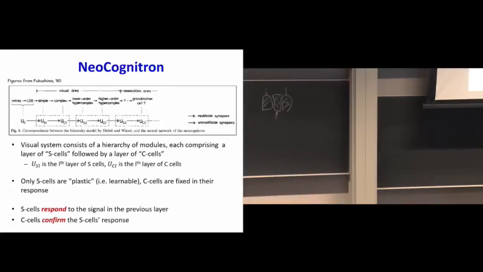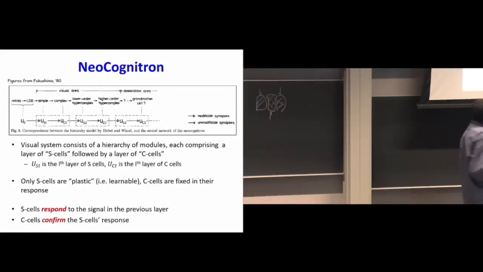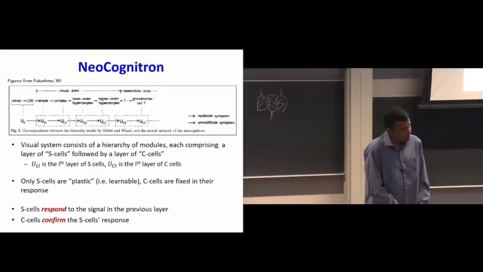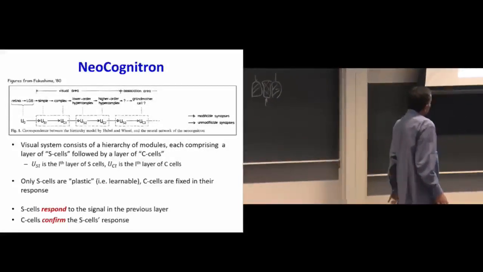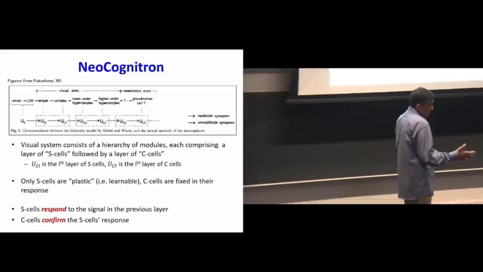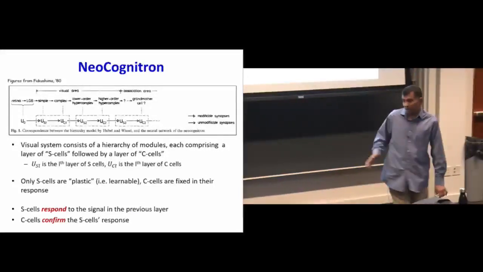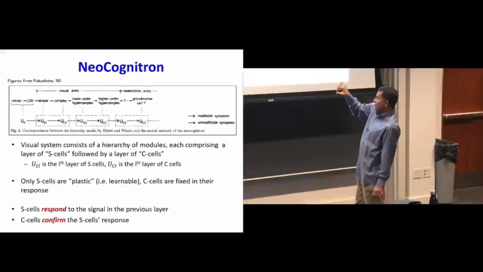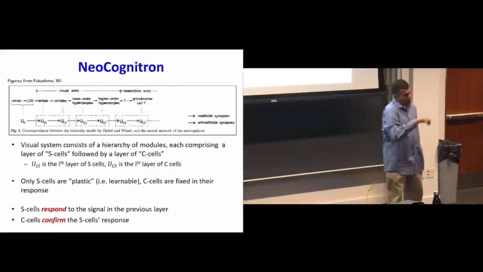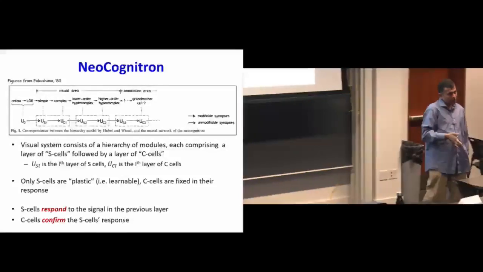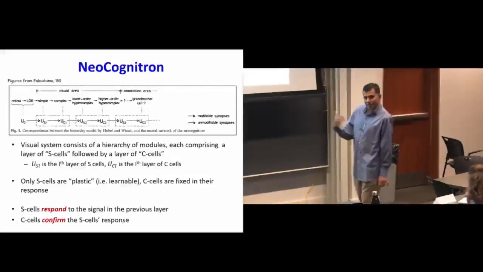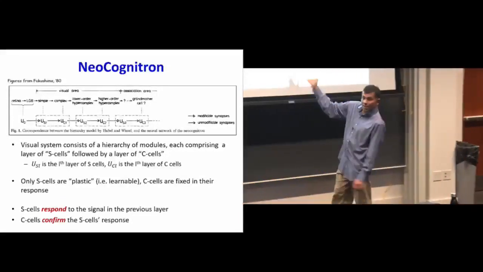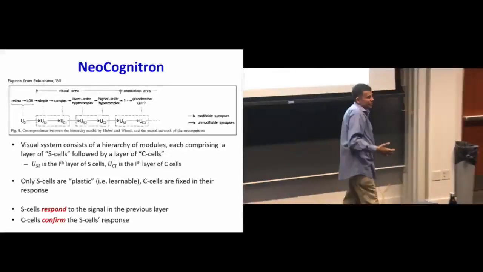He says the visual system consists of a hierarchy of modules, each comprising a layer of S cells, standing for simple cells, named after Hubel and Wiesel's model, and followed by a layer of C cells, standing for complex cells. So here is the model. You have U0, the retina, and then after that you have many substructures where each one feeds to the next. The first one has got a layer of C cells, then you have a layer of S cells which operate on the C cells, and then the output of the C cells go to the next layer of S cells, the output of which goes to the C cells, and so on.